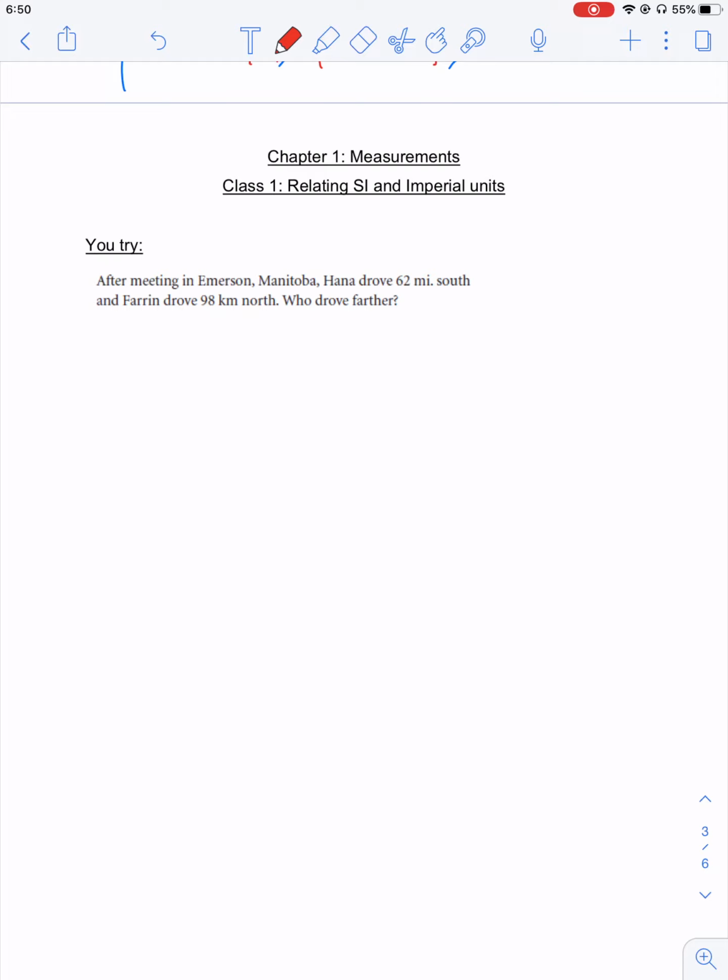So after meeting in Emerson, Manitoba, Hannah drove 62 miles south and Farron drove 98 kilometers north. Who drove faster? Okay, so here the problem is you can't really compare. I know that 62 is less than 98, but this is not 62 kilometers. Okay, if it was 62 kilometers, then the answer would have been Hannah, right? Hannah, no, no, not Hannah, I mean Farron, right? Because 98 is bigger than 62.